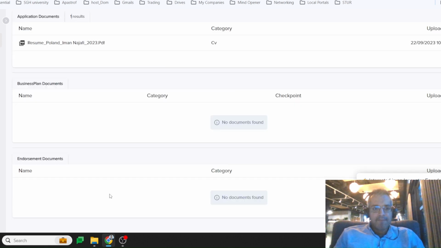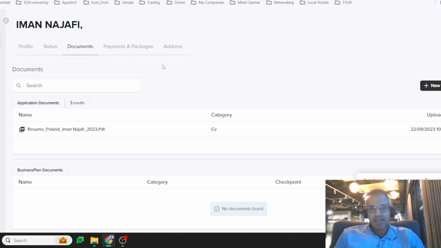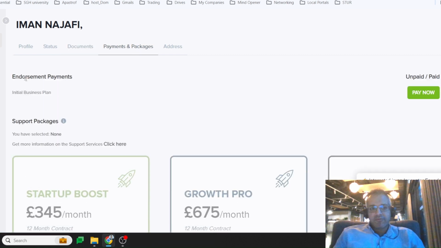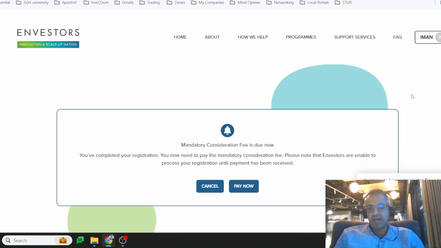So as you see here, any of these documents should be uploaded and prepared. Later on, we will talk about the documents that you need and how you should come up with them. The next stage is that you have to pay the endorsement fee for Envestors. For all of them, it's £1,000. So you should be able to make the payment.